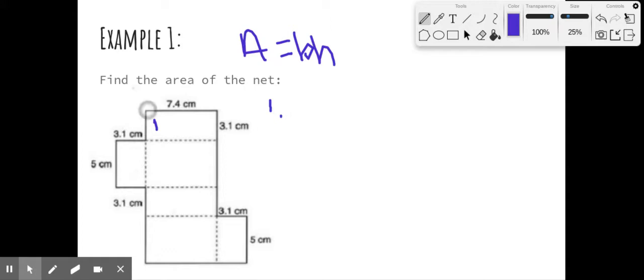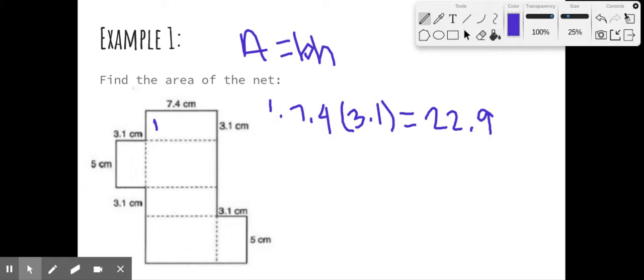If you look at the rectangle, that'd be 7.4 and 3.1. I'm just going to type that into my calculator, and I'm just using my phone calculator, so feel free to use your phone calculator. So I'm going to do 7.4 times 3.1. And that is 22.9. I'm just going to round to the nearest tenth because on your practice, that's what you're going to do. You're going to round to the nearest tenth. So 22.9 for that one.